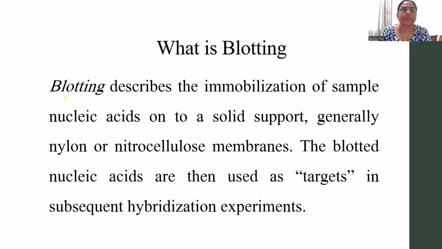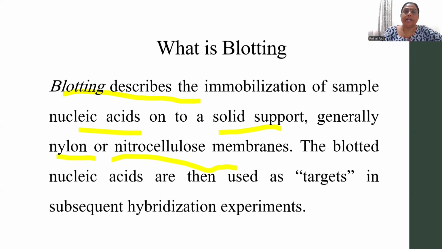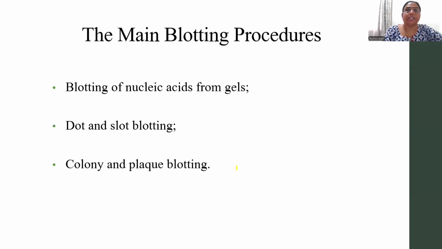Blot, or blotting, describes the immobilization of a sample of nucleic acid on a solid support, and this solid support may be a nylon membrane or a nitrocellulose membrane. The blotted nucleic acid is called the target, and these targets are going to be used for the hybridization experiment.